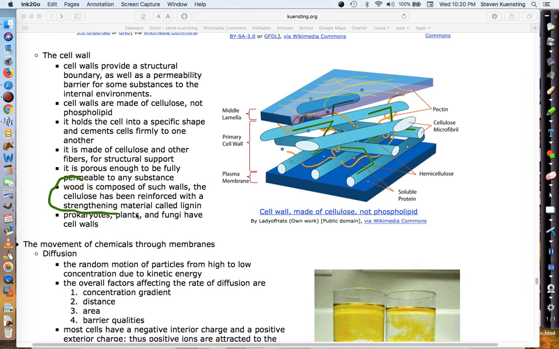Cell walls are what we build houses with. Wood is cellulose reinforced with lignin. Prokaryotes, plants, and fungi have cell walls, although the cell wall of a fungus is not made of cellulose. It's made of chitin, which is the same chemical in the skeleton of an insect. But that's another story.